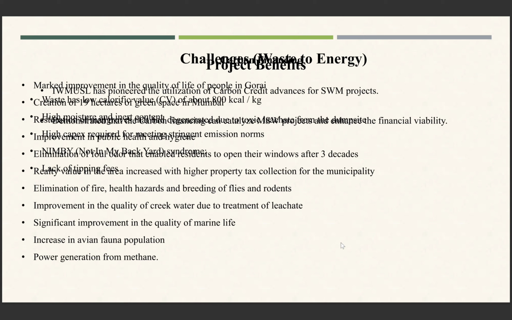And there were some benefits, like there was improvement in the quality of the marine life after the capping and proper closing of the landfill. There was power generation from the methane which was produced from the anaerobic degradation. There was elimination of fire, health hazard, and breeding of flies and rodents, and so on.